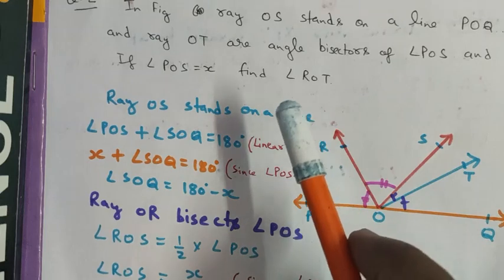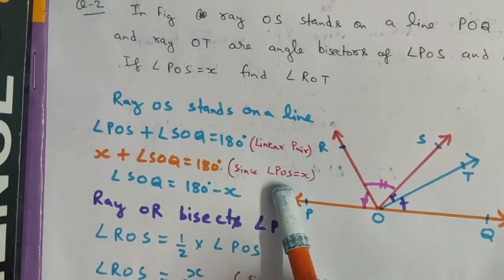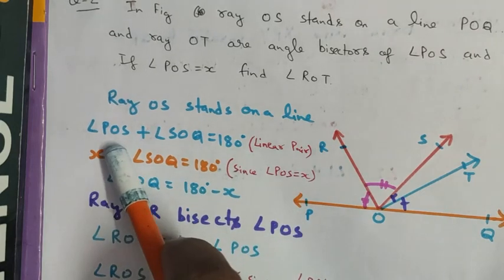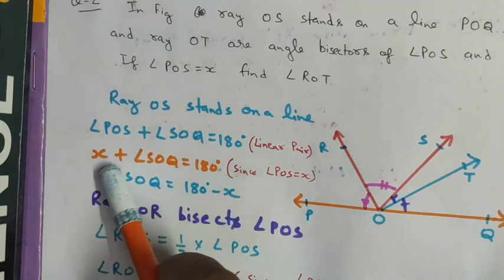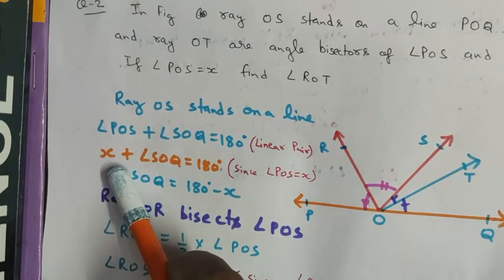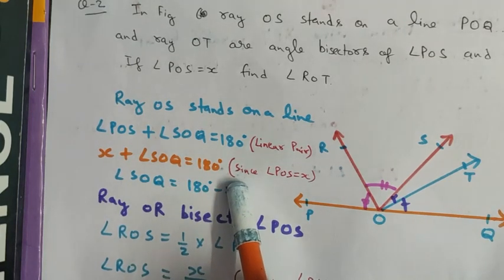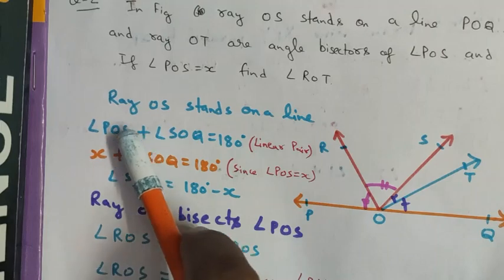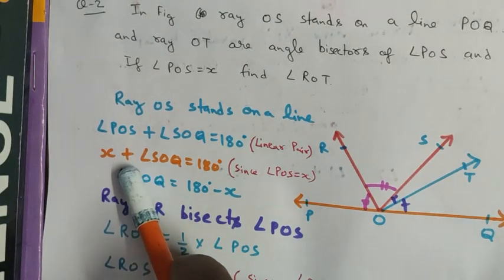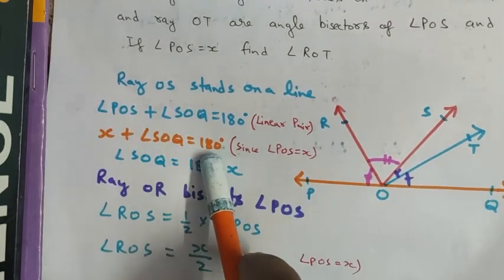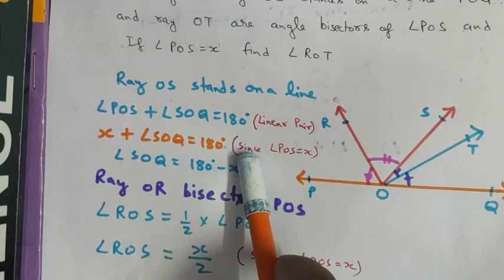Now in the question it is given that angle POS is equal to x. So we will substitute the value of angle POS as x. We can write it as x plus angle SOQ equals 180 degrees.